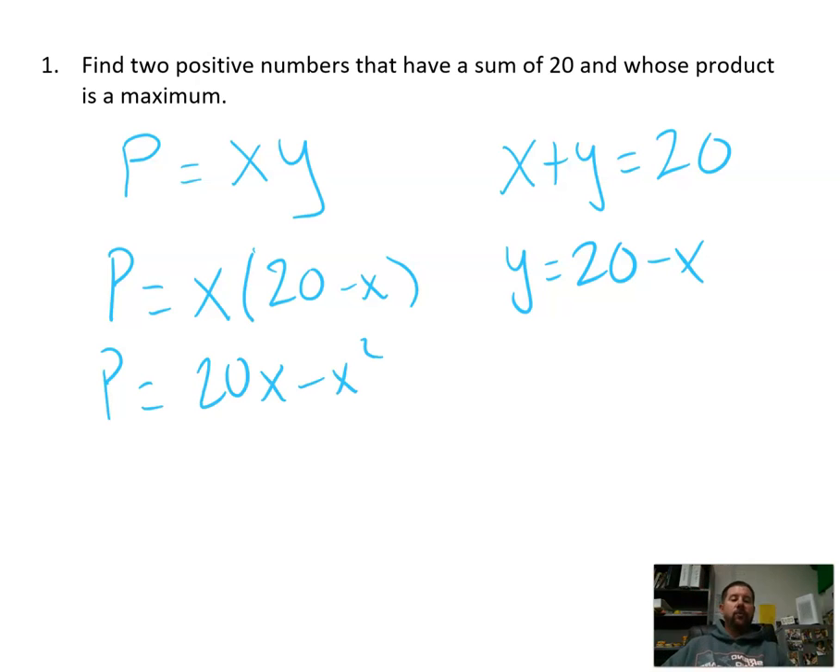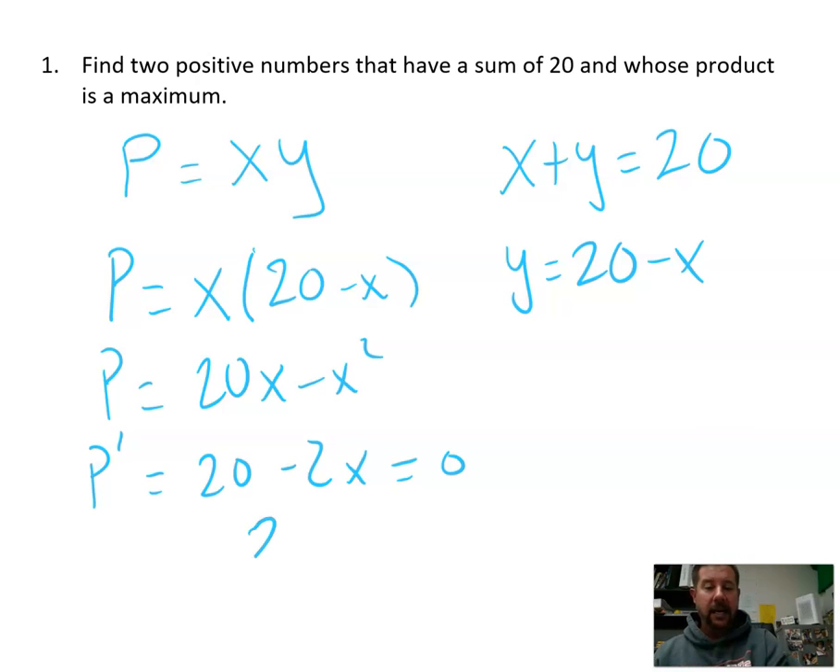So that's our goal. Write your objective function, write your constraint, write your objective function using the constraint in terms of one variable, and now you just need to find the minimum or maximum of this function. To find the min or max, we take the derivative. So P prime equals 20 minus 2x. We set that equal to 0 to find our critical values, and I get 2x equals 20, or x equals 10.